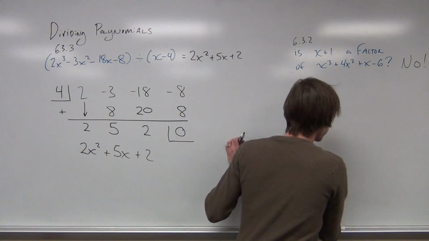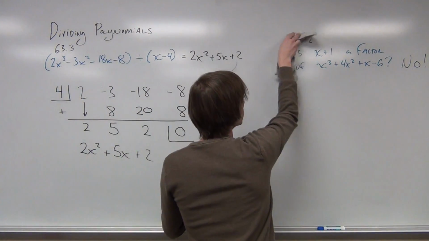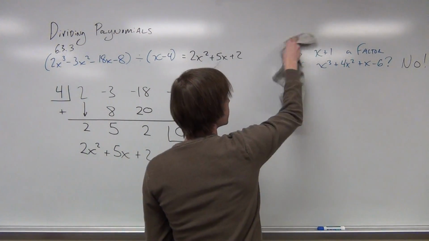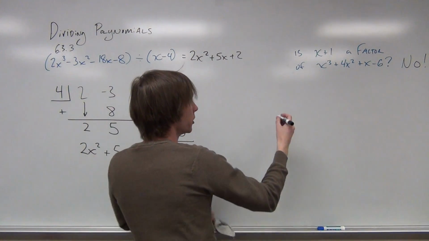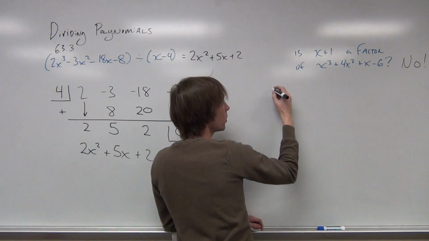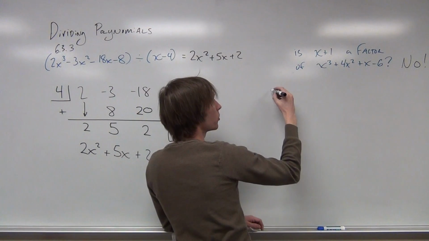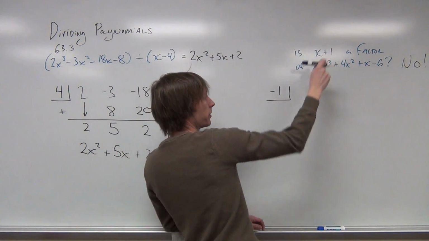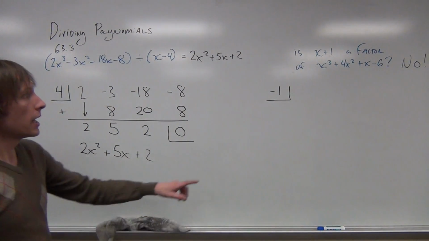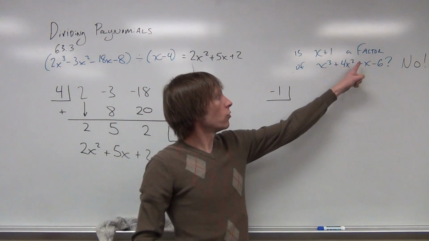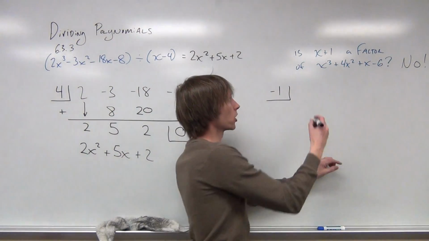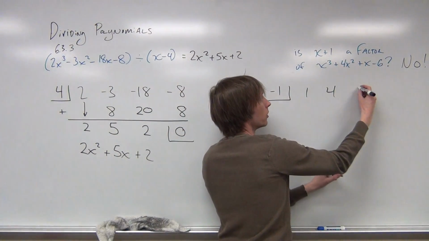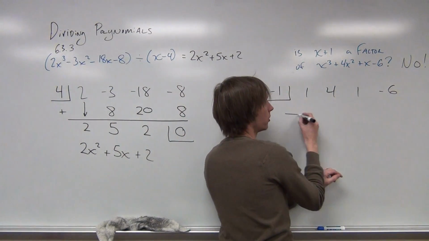All right, so is that a factor? So kind of continuing our use of long division here, we're going to take x plus 1. That means that when does x plus 1 equal 0? When x is negative 1. So we're going to take the opposite of this number here. All right? We're going to take each of our coefficients. 1, 4, 1, negative 6.